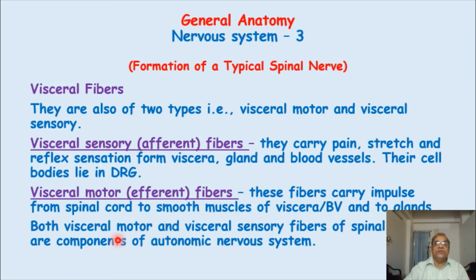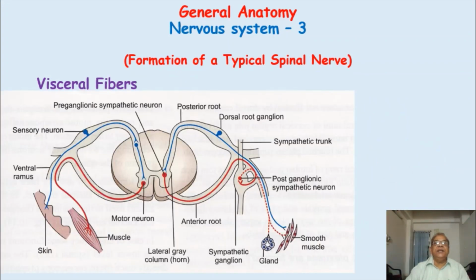So both visceral motor and visceral sensory fibers of spinal nerves are components of the autonomic nervous system, as we have seen in the somatic component, where there were also motor and sensory fibers. Now I move to the next slide. Again the same thing is shown here. On this side is the somatic component, and on this side the visceral component of the spinal nerve fibers are shown.